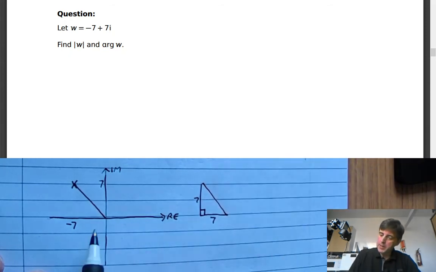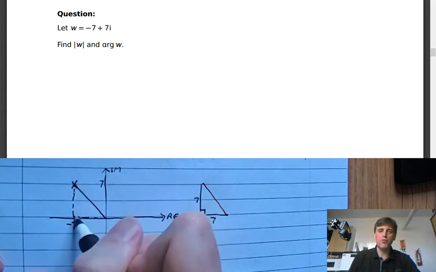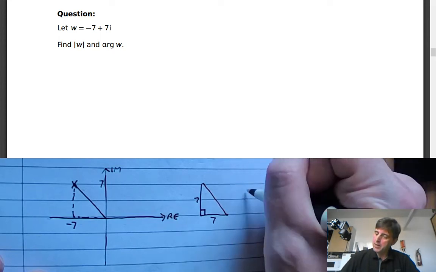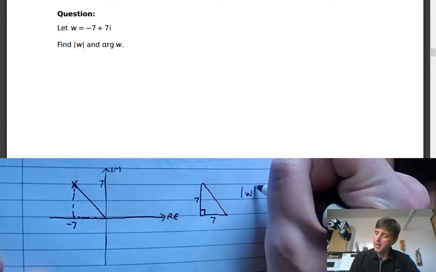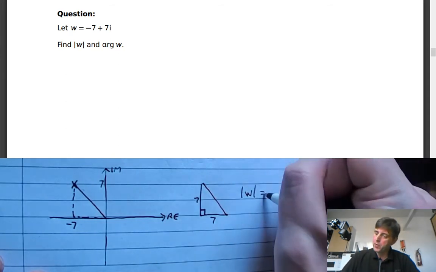So can you see what I'm doing here? I'm basically taking the triangle that's here and just drawing it over here so I can see it a bit more clearly. Using Pythagoras, we can say that the magnitude of that vector there, or the modulus of the complex number, is going to be 7√2.